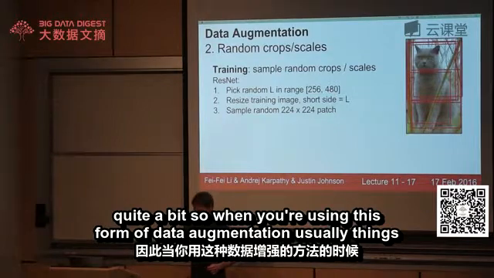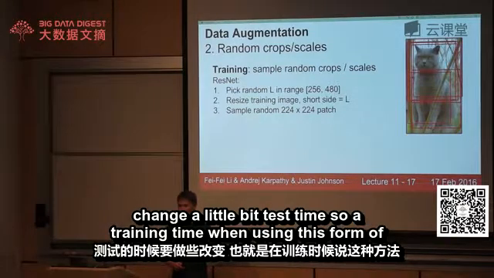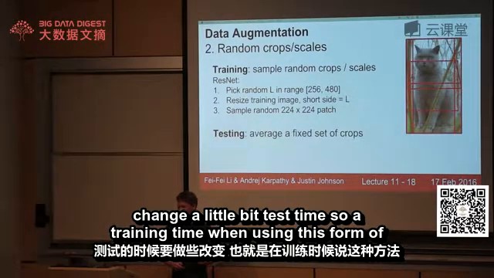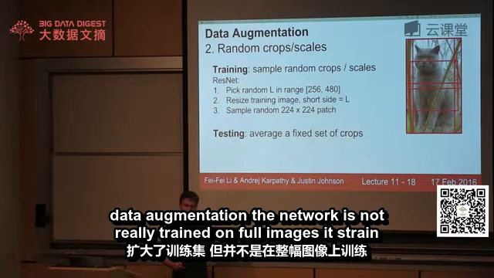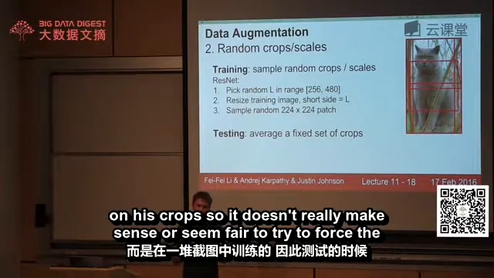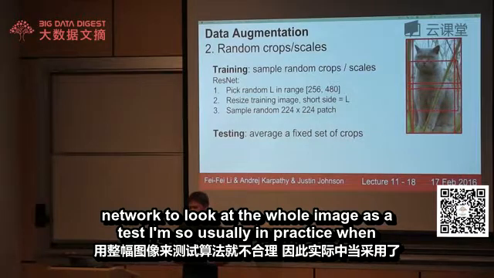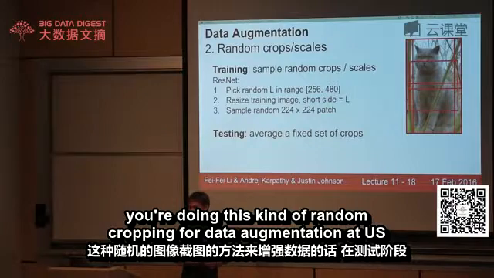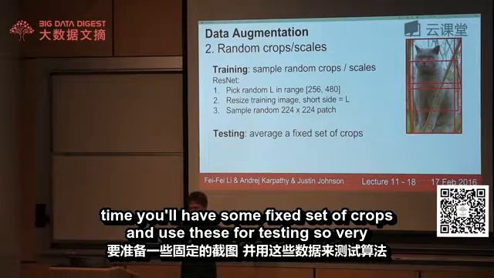When you're using this form of data augmentation, usually things change a little bit at test time. At training time, the network is not really trained on full images. It's trained on these crops. So it doesn't really seem fair to force the network to look at whole images at test time. So usually in practice, when you're doing this kind of random cropping for data augmentation, at test time, you'll have some fixed set of crops and use these for testing.